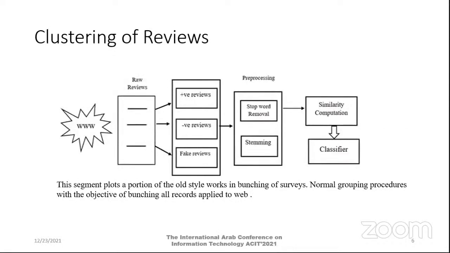This diagram shows the clustering of reviews. Whatever reviews have been posted online are taken as raw reviews. Then they are classified into positive reviews and negative reviews, and they have even been classified into fake reviews.